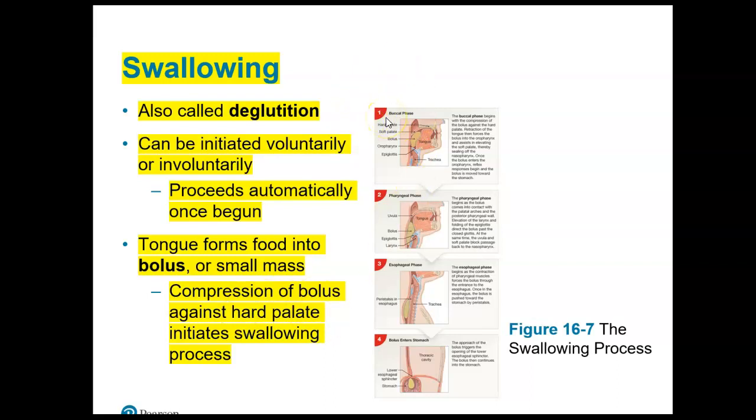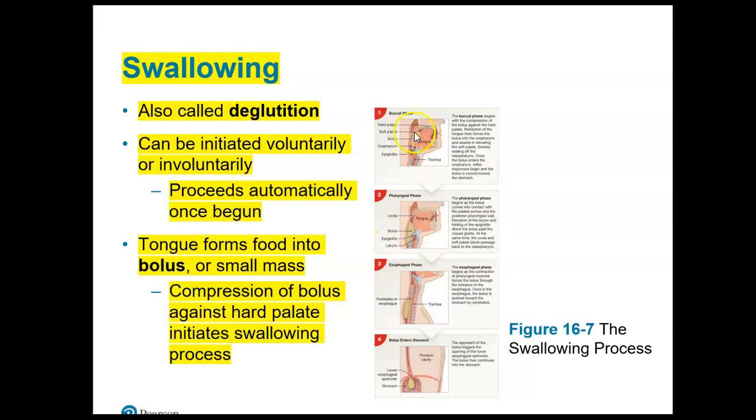All right, the first phase of deglutition or swallowing is called the buccal phase. It begins with the compression of the bolus against the hard palate, and then it ends when the bolus passes through the oropharynx. All right, the pharyngeal phase begins as the bolus comes into contact with the posterior pharyngeal wall.